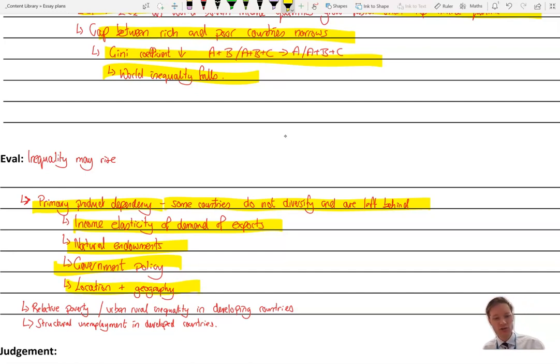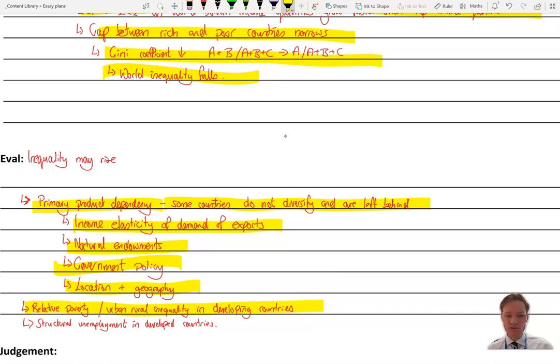Also, location and geography. It may be dependent on where you are. Morocco, for example, near to the EU, near to that market. Mexico, near to the US market. It may result in higher growth than other landlocked countries who are far away from export markets. You could argue those things are dependent factors. You may argue about those.